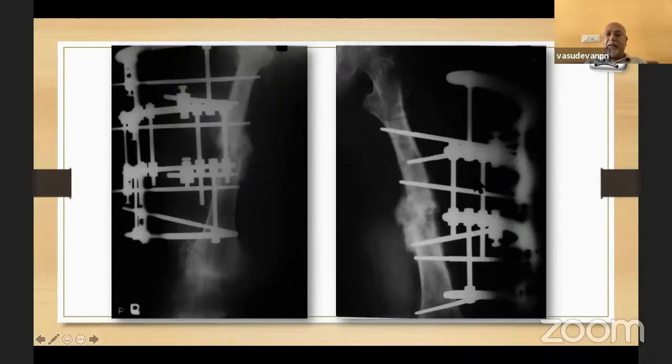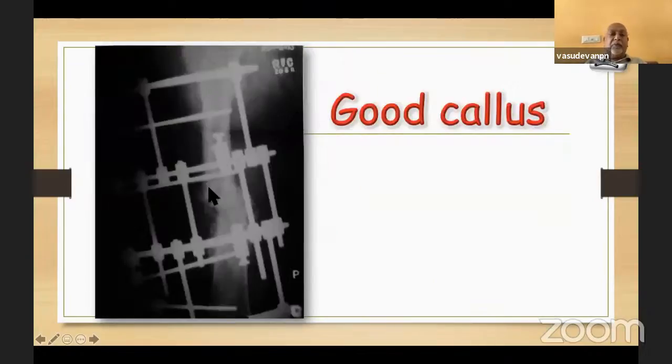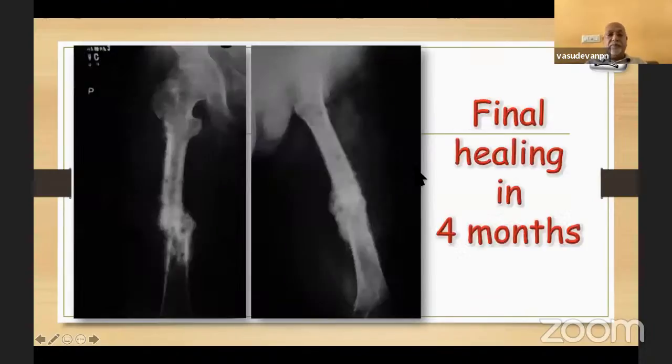You can see the upper ring. Yeah, and this is how it has been fixed. And you can see good callus and the final healing in 4 months' time. Thank you.